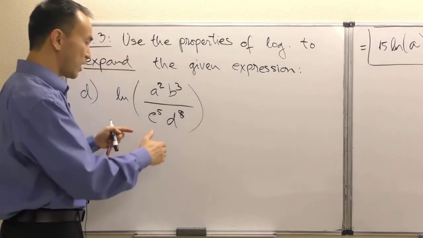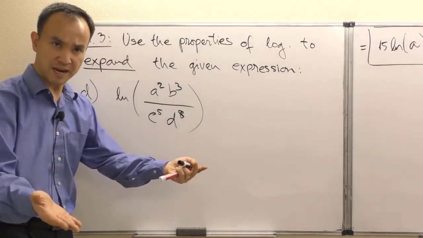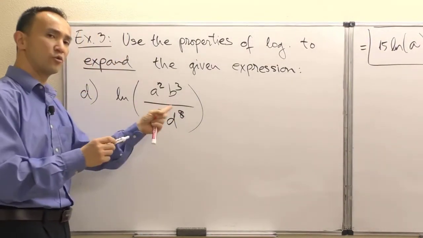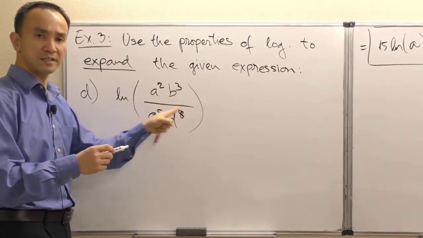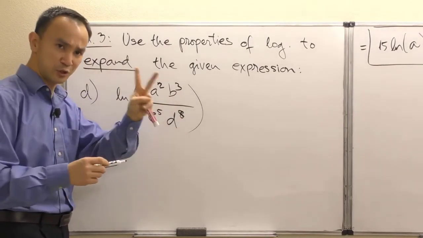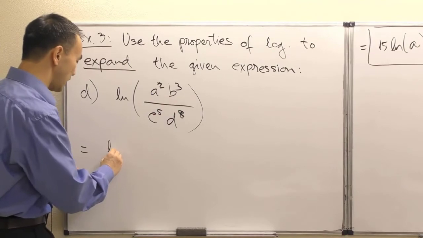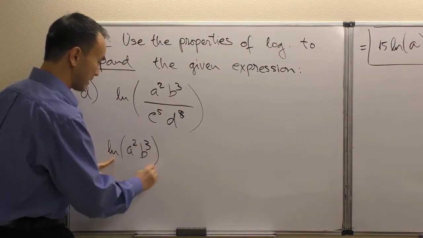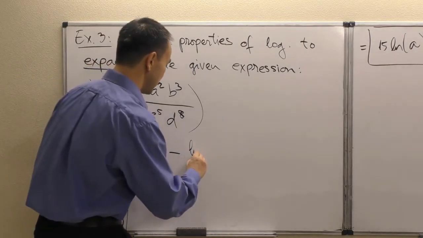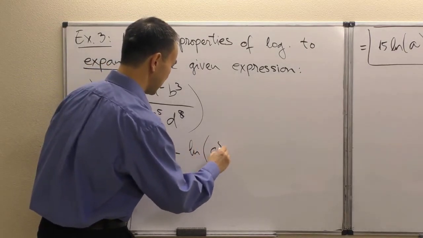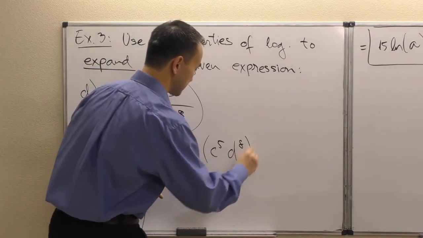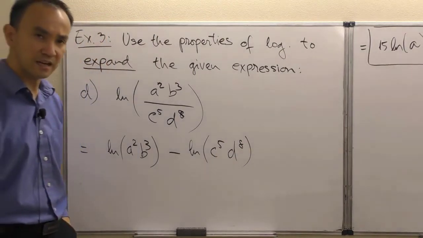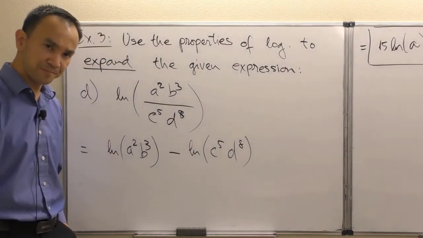Okay, and so that's why now when we are reversing the PEMDAS, I'm going to use that rule number 5 to break this overall fraction into 2 separate logs. So now I have a natural log of a squared b cubed. Now I'm subtracting a natural log of c to the 5th in product with d to the 8th. That's how it happened so far.